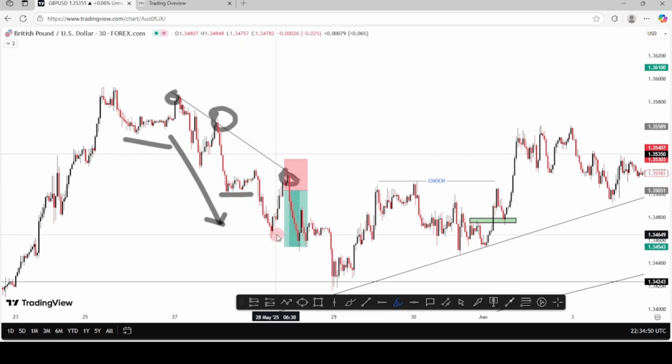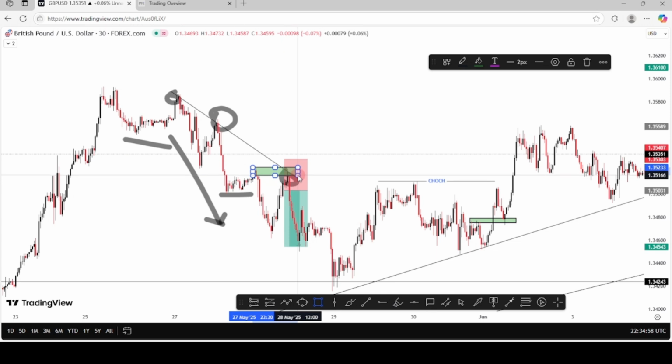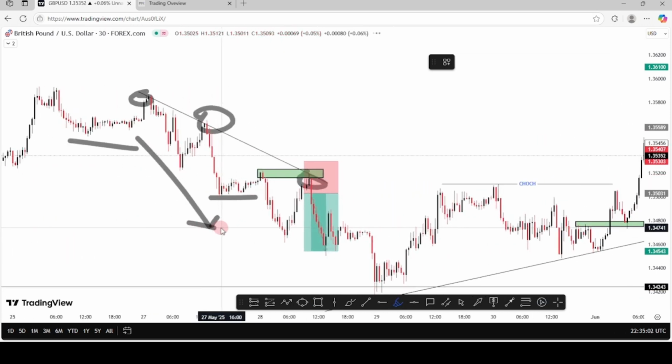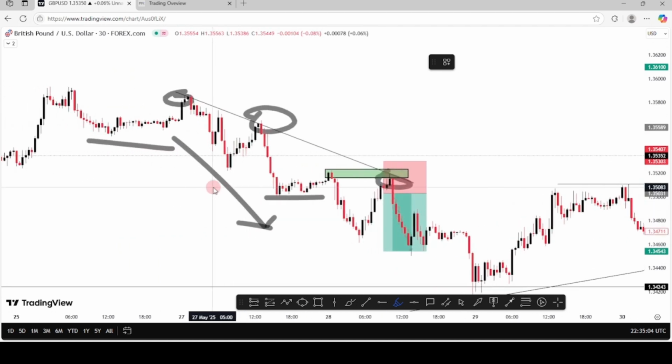And if a break of structure happens, price needs to push up to the order block zone around there, or the immediate supply zone around there, for a trade entry, that is a sell trade entry. And you can see price pushed perfectly to that zone.